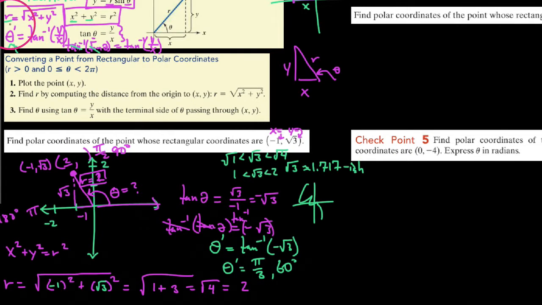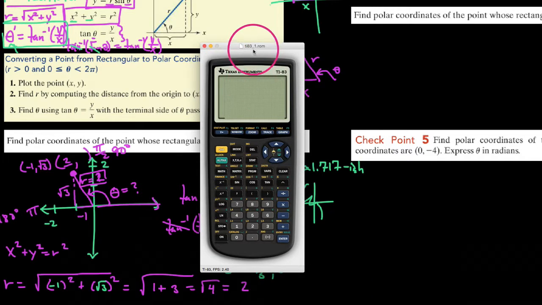So the interesting thing is up here, you notice that I wrote theta prime is equal to tangent inverse of y over x. And that's exactly what we did here. We took tangent inverse of our y over x value, or -√3. But when we wrote theta prime, it was because what we're getting here is a reference angle.